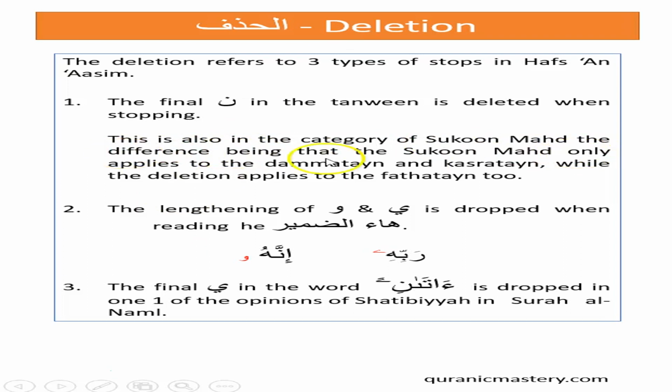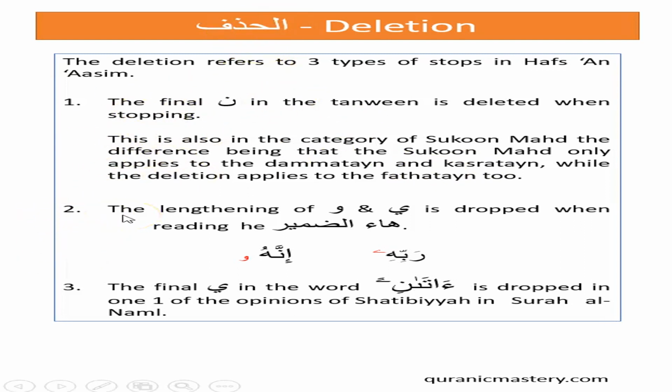The difference is that sukun al-mahd only applies to the dhammatain and kasratain, while the deletion also applies to the fathatain too. Because when you're doing fathatain, we turn it into an alif, the last one. So for example, raqiba, we don't say raqib, we say raqiba, but still the final noon is not being said. So that's why this al-hadhf is in this section.